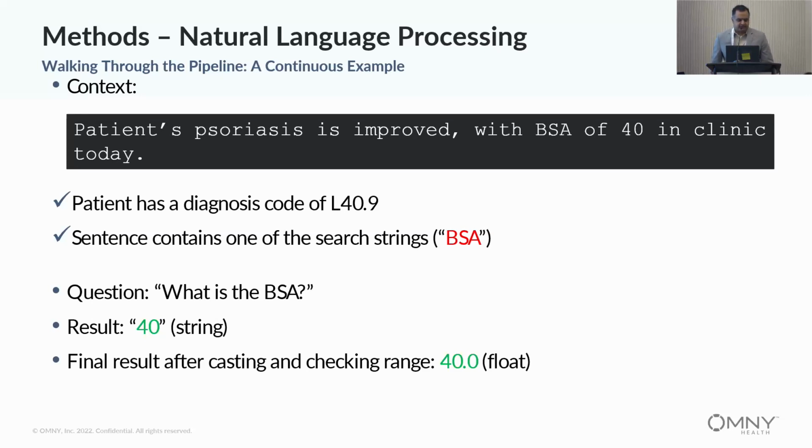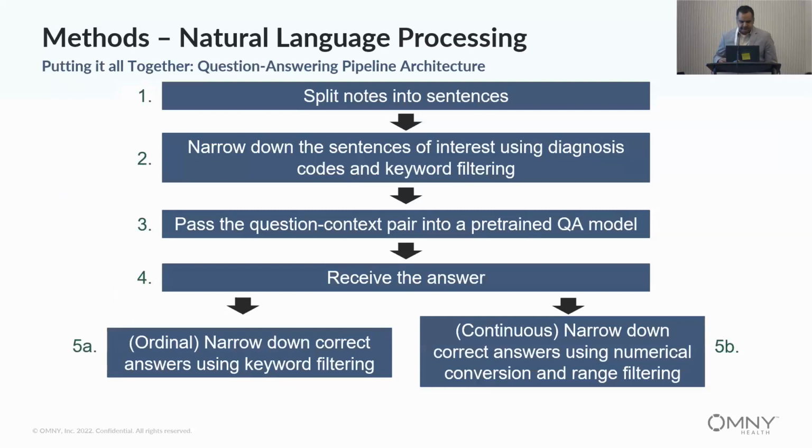The model, in this case, returned a result of 40 as a string. Some additional checking that we do is we check the range of the score to make sure it's appropriate for the severity score, and then we cast it to a floating point number. This helps us ensure that there's no PHI leakage in the final result. So here's a schematic diagram of the pipeline that I mentioned in the previous slide.